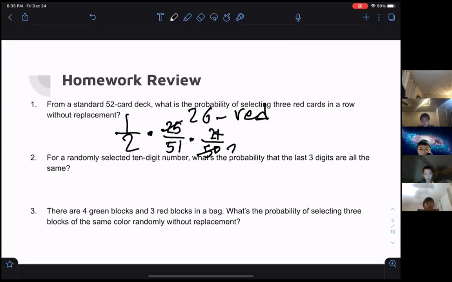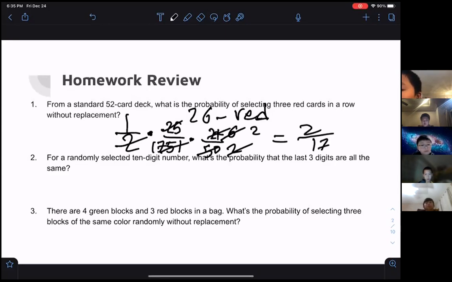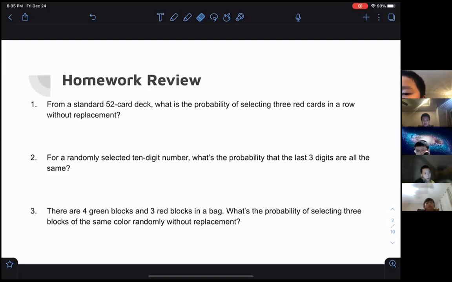Now we can cancel a lot of numbers here as follows. And after we simplify this, this is just 2/17, which is the right answer. This is pretty simple, just taking the probability for one card after another and multiplying. And since it's without replacement, not too hard. All right. So second one.